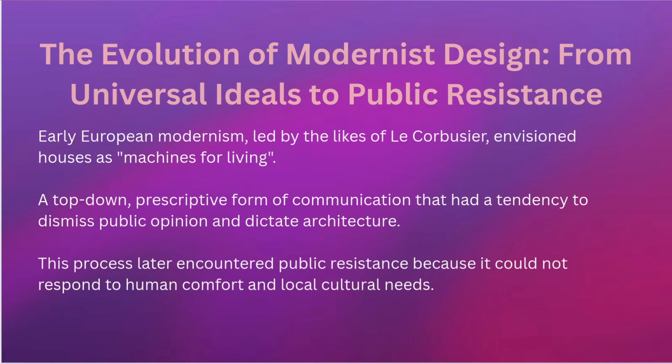Solutions for modern society homes were characterized by early European modernists like Le Corbusier, who famously described homes as machines for living, emphasizing efficiency, abstraction, and standardized forms. Often, architecture was presented as a definitive social solution without engaging broader public input, as their communication style was largely top-down and prescriptive. It failed due to public resistance, as it failed to consider human comfort and local preference, even though this methodology was groundbreaking.